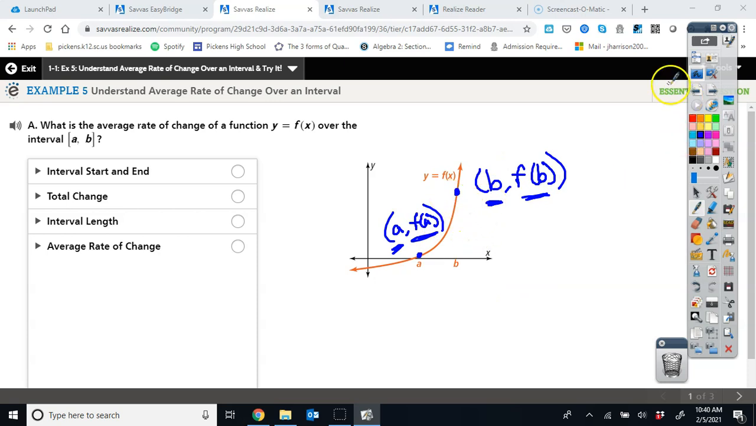If you're screaming at your screen, slope, Mr. Harrison, slope, Mr. Harrison, slope. I know it, slope. You're actually right.